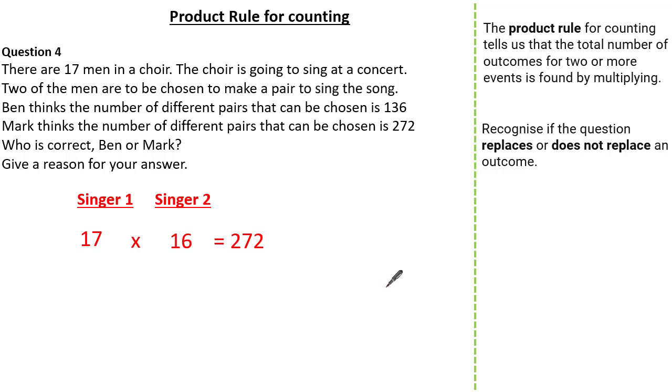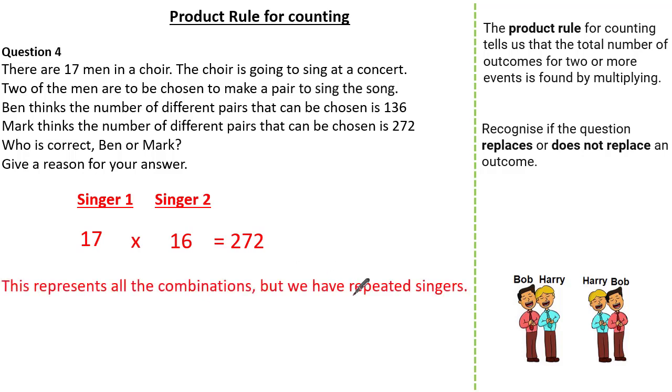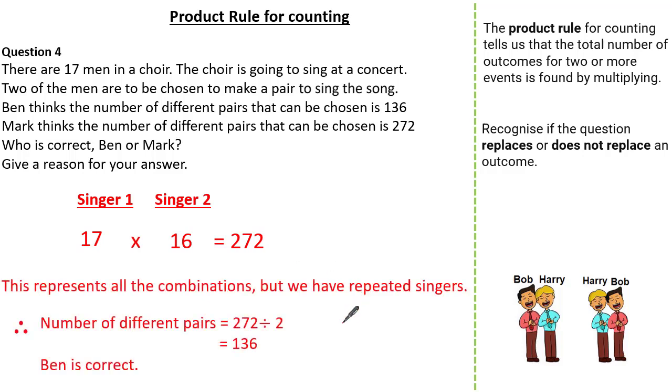So therefore, in order to identify the number of pairs without duplication, we have to make sure we divide by 2. Therefore, the total number of differing pairs is 272 divided by 2, which is 136. This means Ben is correct.